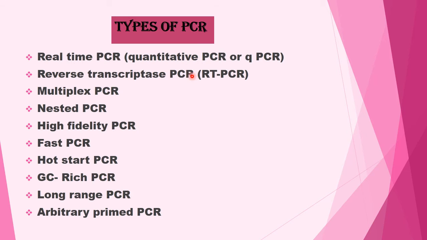Types of PCR: real-time PCR, which is also called quantitative PCR or qPCR, reverse transcriptase PCR or RT-PCR. Now we can see this RT-PCR technique, which is mainly used in diagnosing the COVID-19 virus. Multiplex PCR, nested PCR, high fidelity PCR, fast PCR, hot start PCR, GC rich PCR, long range PCR, arbitrary primed PCR. So these are the different PCR techniques that are used in molecular biology and genetics.